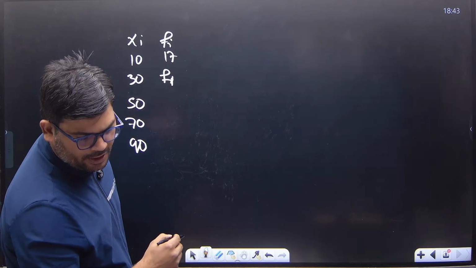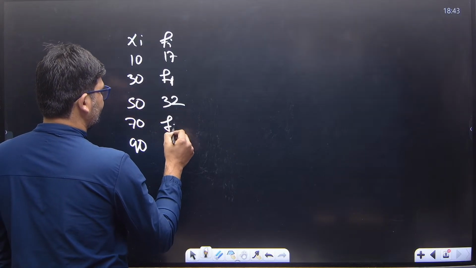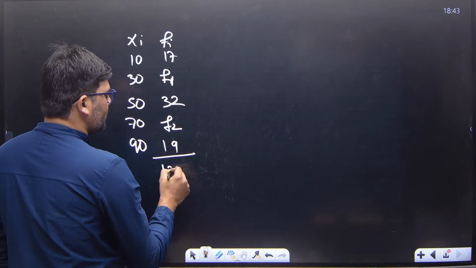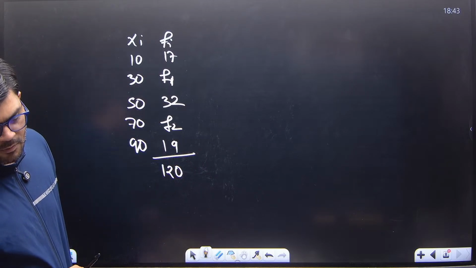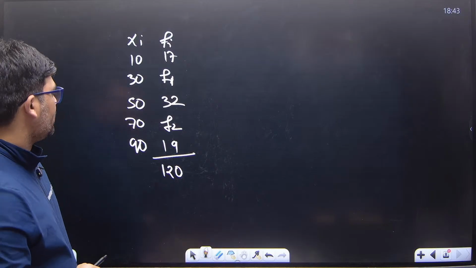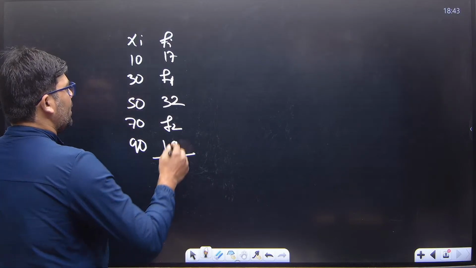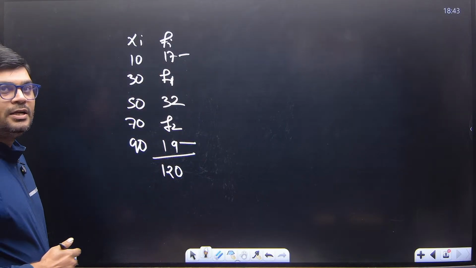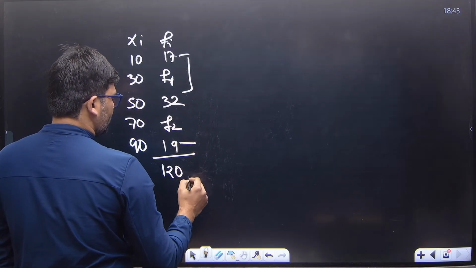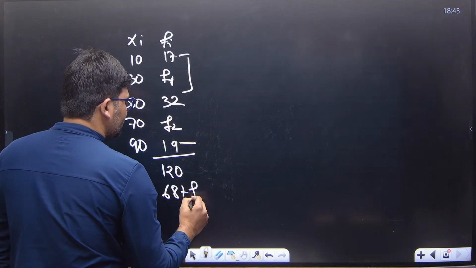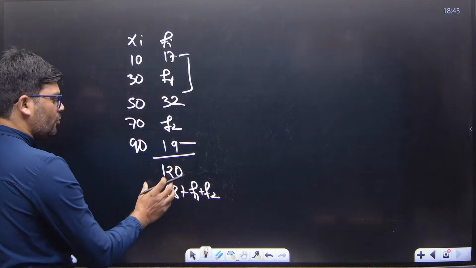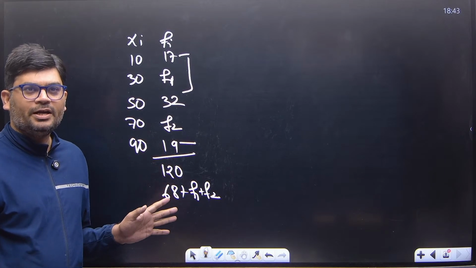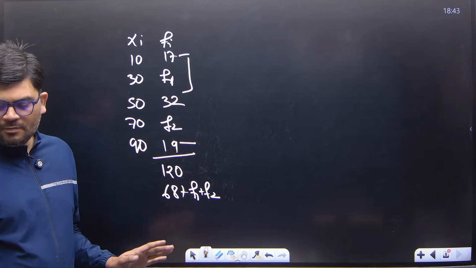After that you have 32 f2 and 19. And you have been given that this total is 120. So let us add it now. 19 plus 17 is 36 and 36 plus 32 is going to be 68. That means 68 plus f1 plus f2 is 120. So you can find out what is f1 and f2 from here. 120 minus 68. Are you getting it? Yes. f1 plus f2 will be equal to 52.